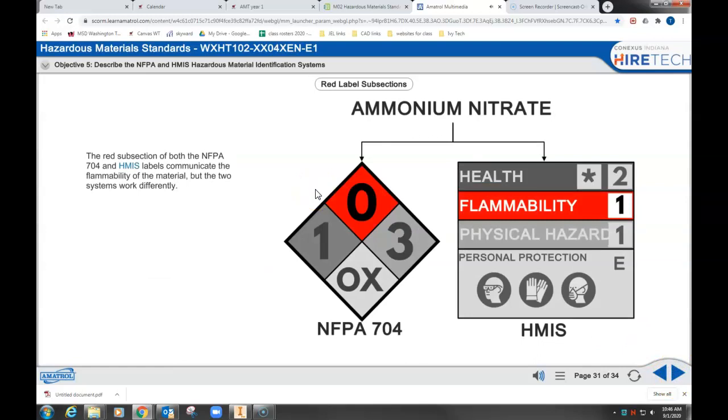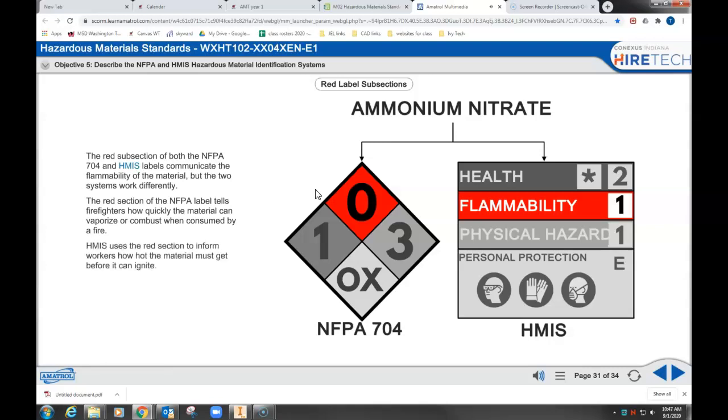The red subsection of both the NFPA 704 and the HMIS labels communicate the flammability of the material, but the two systems work differently. The red section of the NFPA label tells firefighters how quickly the material can vaporize or combust when consumed by a fire. HMIS uses the red section to inform workers how hot the material must get before it can ignite.